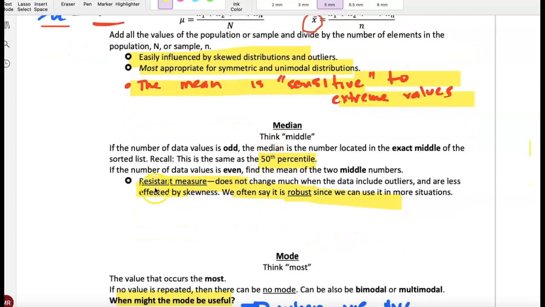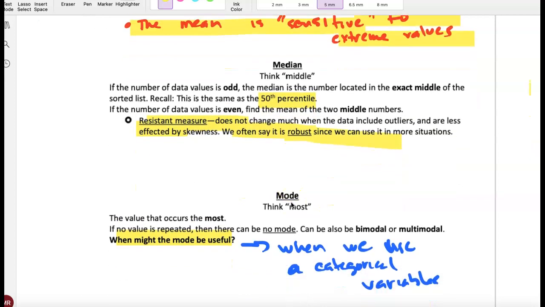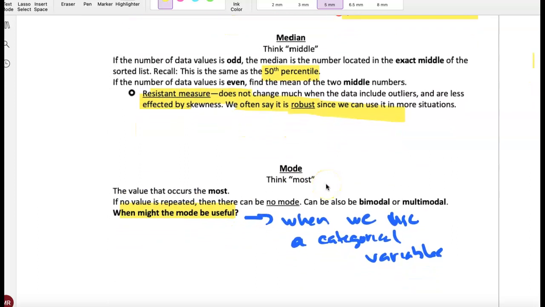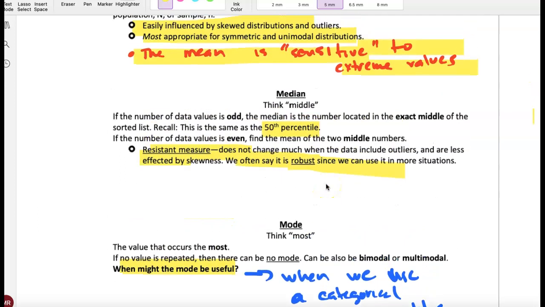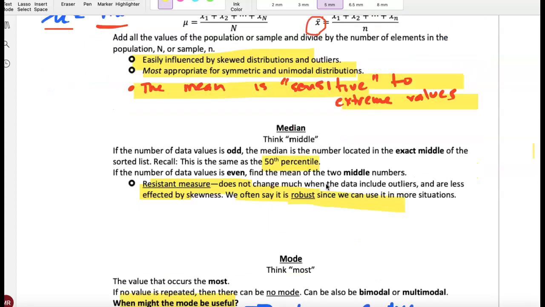We do know the median is what we call resistant. It's a resistant measure. It doesn't change much, even if you add an outlier; it doesn't change its value as much, or even at all. We say that's robust, because we can use it in different situations, not just in normal situations.